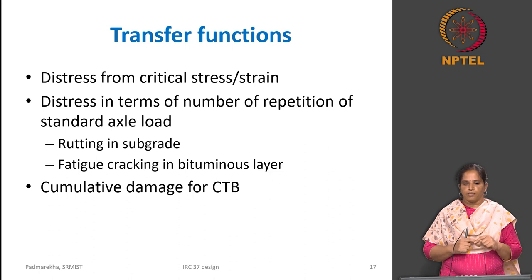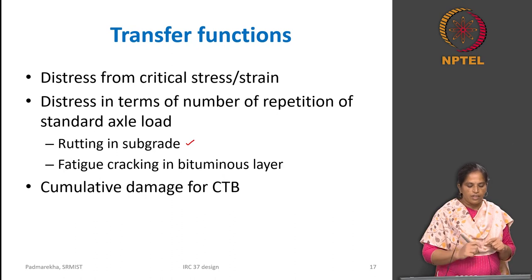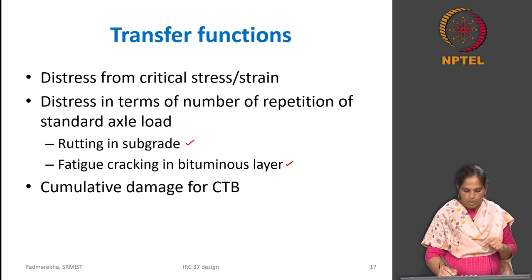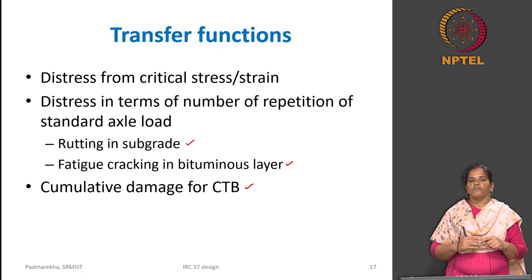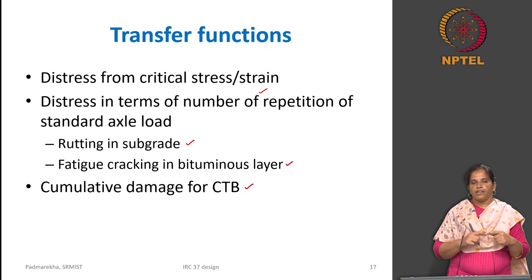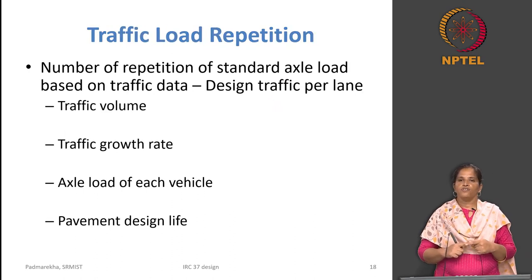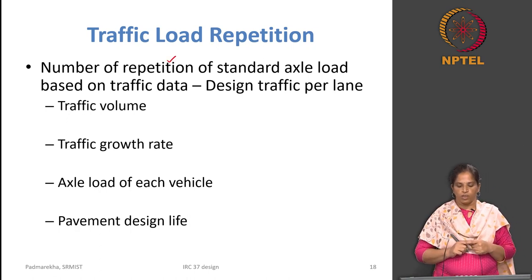For this analysis, we need distress functions. One distress function corresponds to rutting, another to fatigue damage, and a cumulative distress function related to the cement treated base course. These distress functions are in terms of the number of repetitions of a standard axle load, so that we can relate the traffic conditions and the results obtained from these distress functions. We need traffic data for checking with the design criteria here. So we consider traffic in terms of the number of repetitions of a standard axle load.